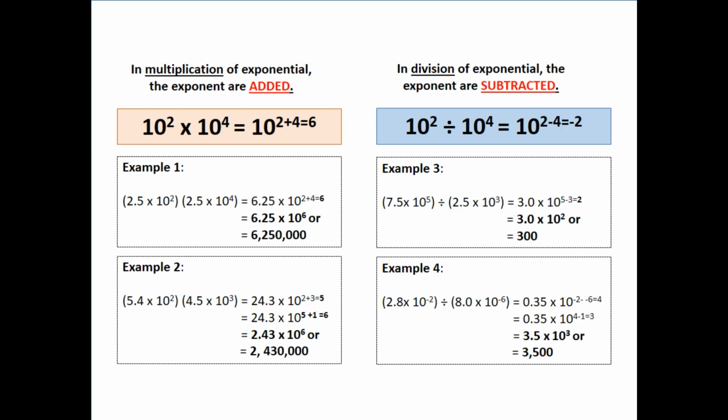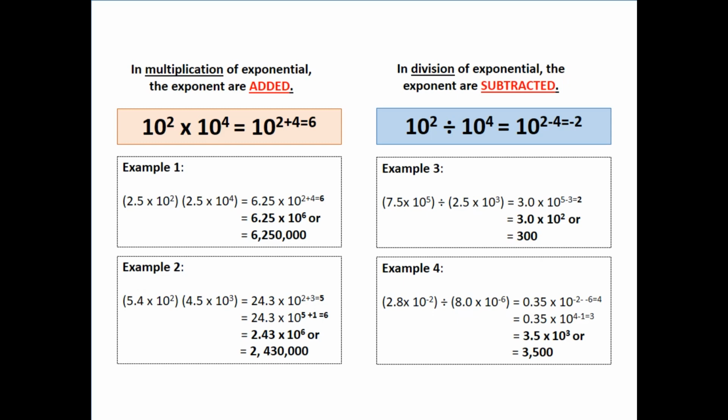First, you have to identify the coefficients. So we have 5.4 times 10 raised to the power of 2 and 4.5 times 10 raised to the power of 3. So the coefficients are 5.4 and 4.5. Since it is multiplication, we will multiply them. So 5.4 times 4.5, you will get an answer of 24.3. And then you copy 10, and the exponents, we add them. So 10 raised to the power of 2 plus 3.